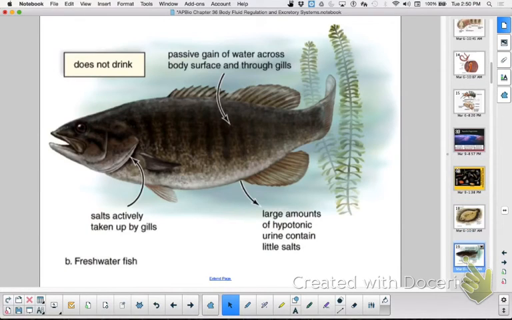Conversely, a freshwater fish has the opposite problem. They tend to lose salts at their gills. They don't need to drink water because water's moving in through their gills all the time. They have to actually take up salt because they tend to just lose salt, so they will take it up. They don't drink, and they pee copious amounts.